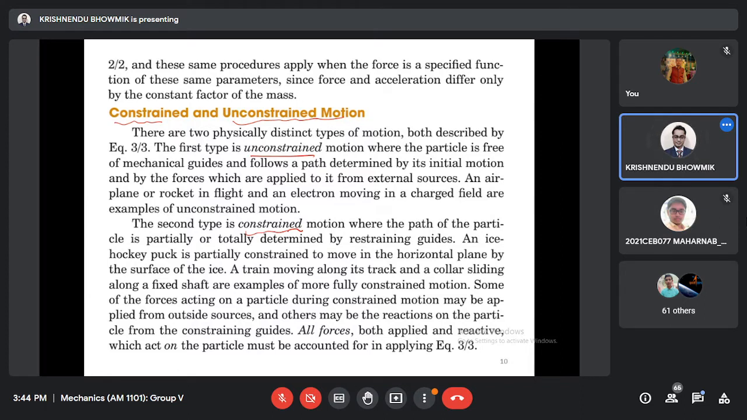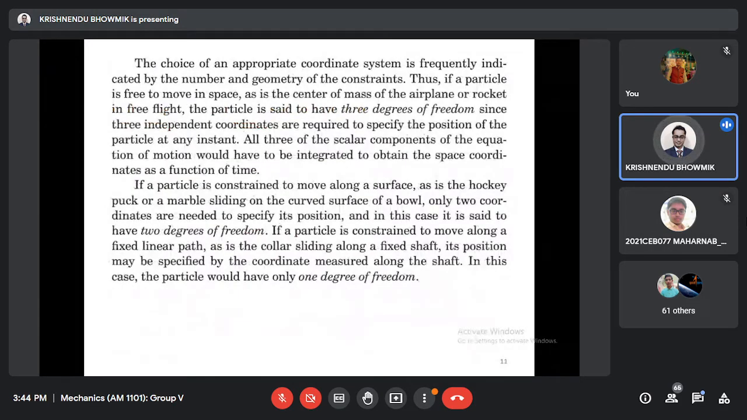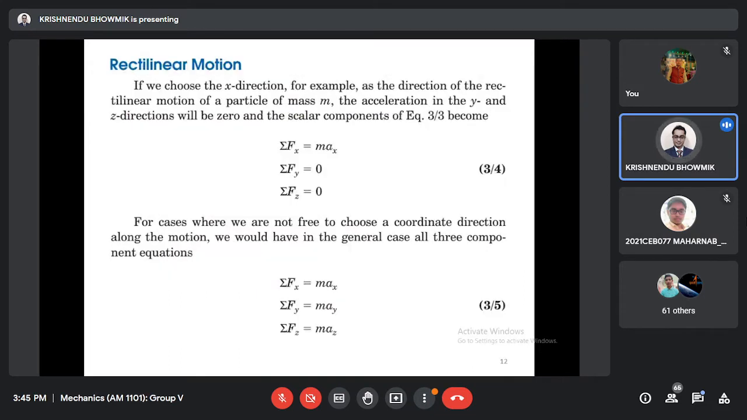Then here, apart from that kinematic relationship, we have a force to acceleration relationship. It may have 1 degree of freedom, 2 degrees of freedom, or 3 degrees of freedom. Now, when we are talking about rectilinear motion, movement in a straight line, in the 1D case along the x direction, the relationship is summation Fx equals m ax.